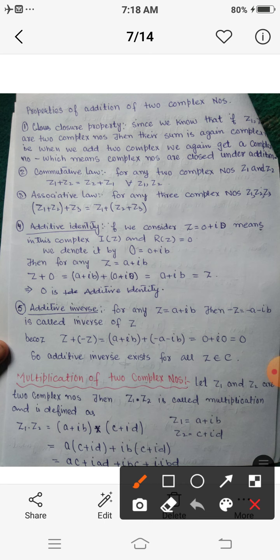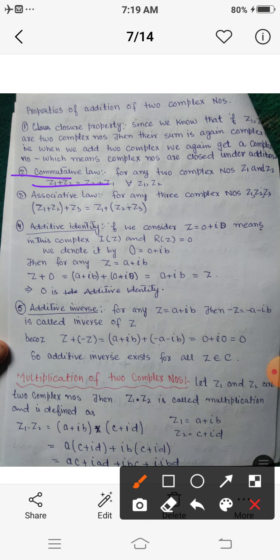subtraction. Now the second property is the commutative property. You know that addition of two real numbers is commutative, which implies in general that addition of two complex numbers is also commutative, that is z1 plus z2 is equal to z2 plus z1, whereas z1 minus z2 is not equal to z2 minus z1 in general. You can easily verify it.